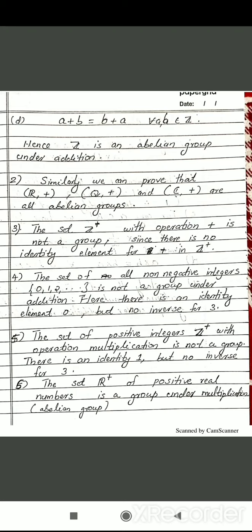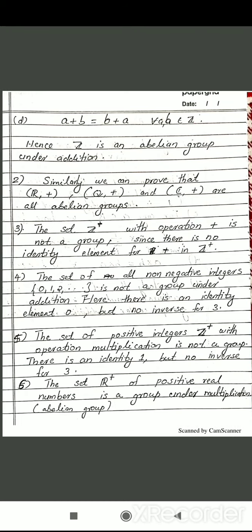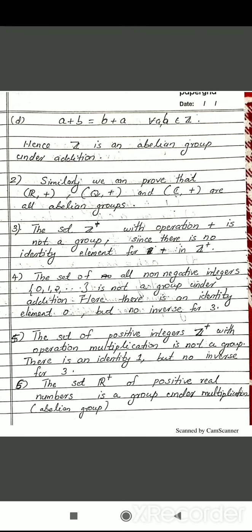There is no inverse for 3 means that the element minus 3 does not exist in that set. There is no inverse for 1, there is no inverse for 2, etc. So the set 0, 1, 2, 3, and so on is not a group under addition. The set of positive integers with the operation multiplication is not a group. What is the reason? Clearly it satisfies associativity and the multiplicative identity 1 is there, but there is no inverse for 3.